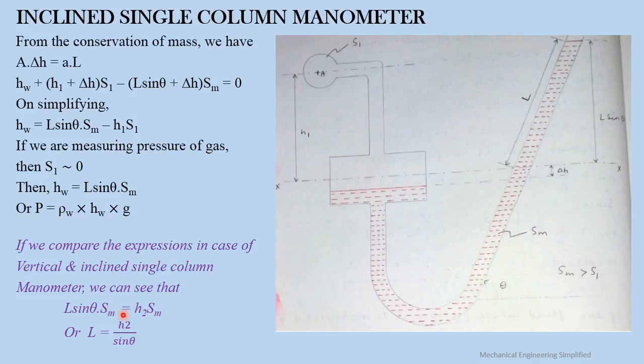That means by inclining the single column manometer by any angle theta between 0 and 90 degrees, we are just increasing the sensitivity of the manometer. If H2 is very small, L will become somewhat greater than H2, and that increases the sensitivity of the single column manometer. This is the advantage we get in the case of the inclined single column manometer: we are just increasing this height L.